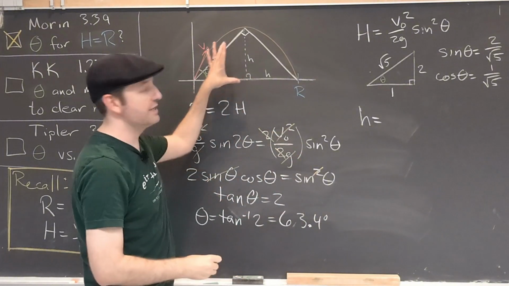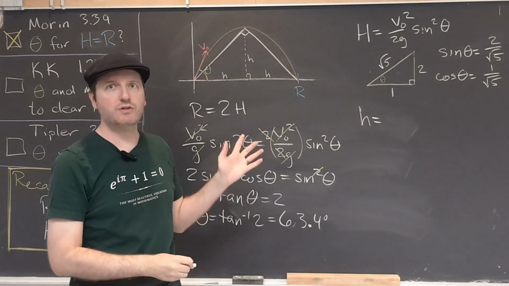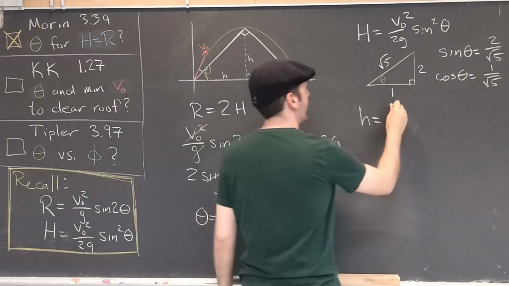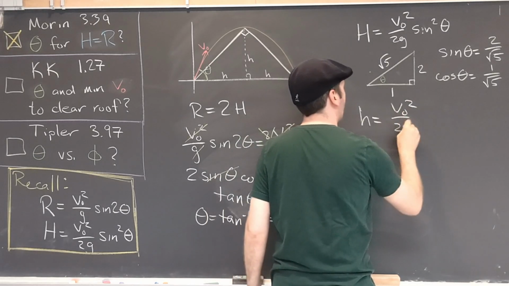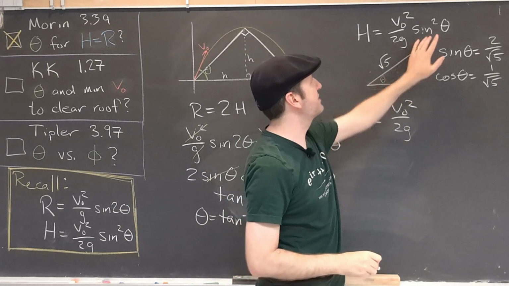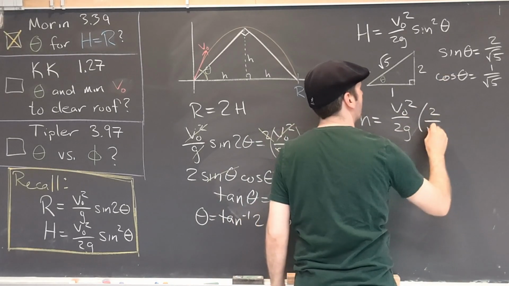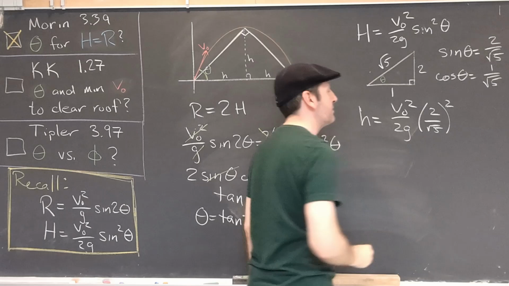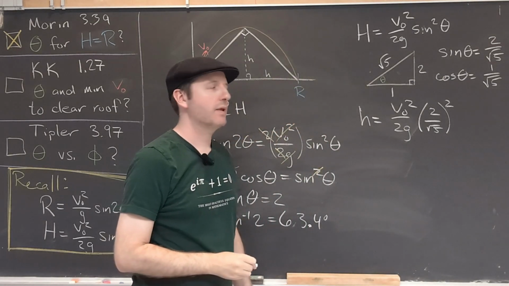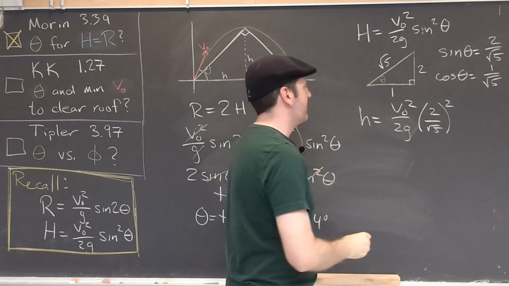Now I can plug into my H formula. Remember that capital H is the given little h, so I'll switch back to the notation that's given. And now I want to have sine squared of theta. Well, sine theta is 2 over root 5, and sine squared will just be the square of that.